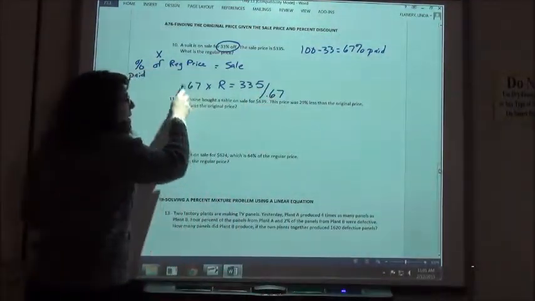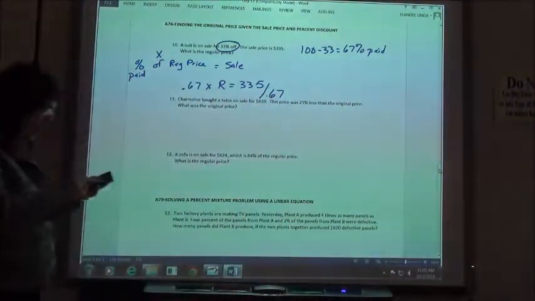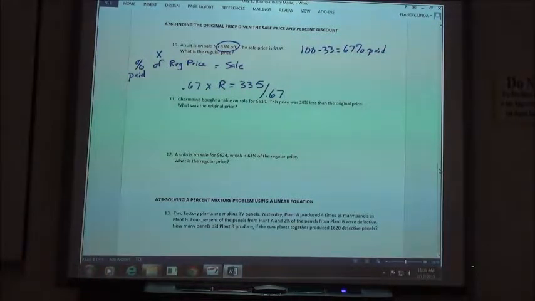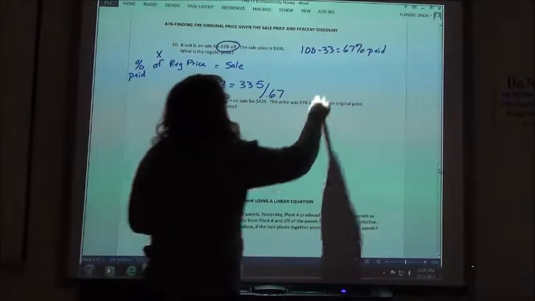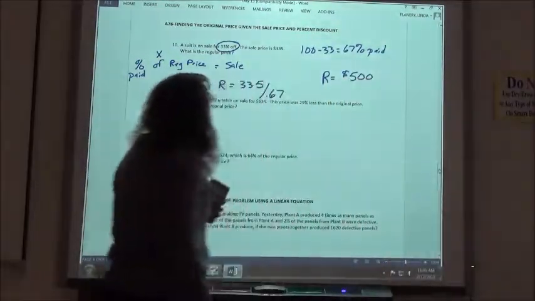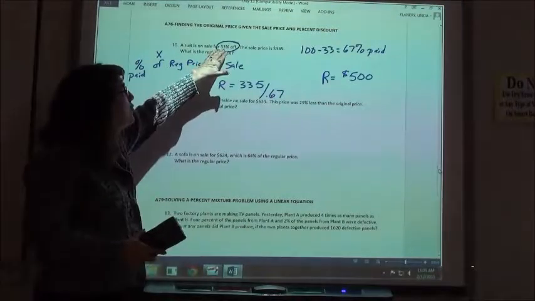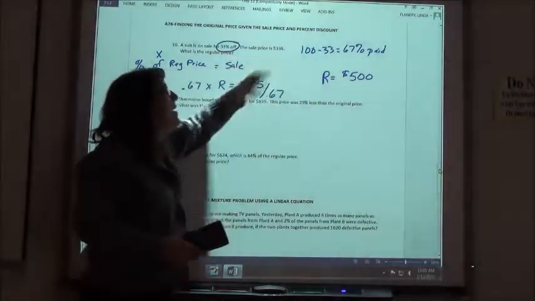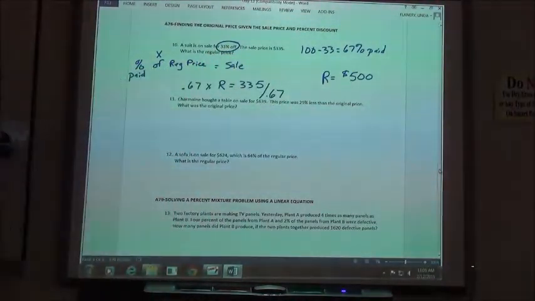Right? This is multiplying, so when I move it over, I have to divide. So 335 divided by 0.67 is $500. My regular price, or my full price of my item, was $500. After I had a 33% discount, I ended up paying $335.